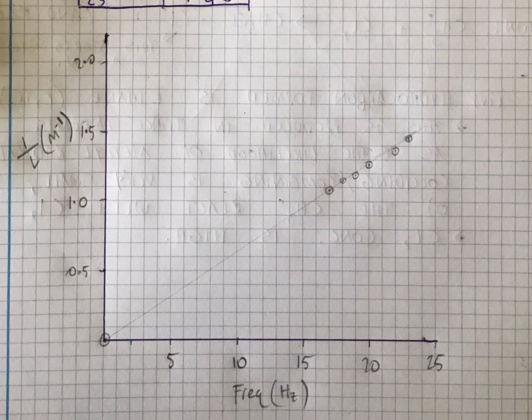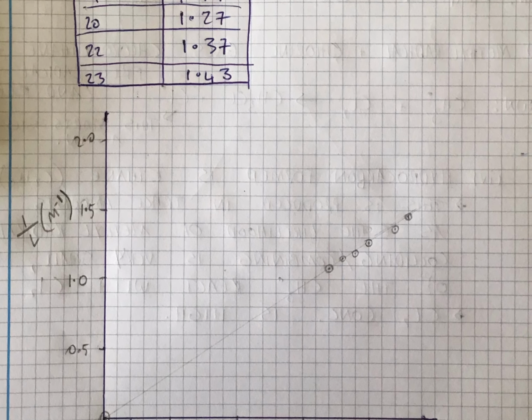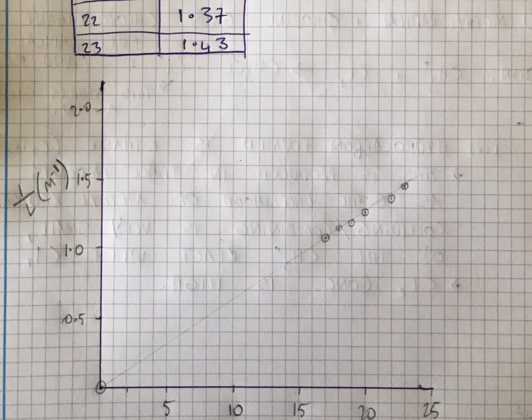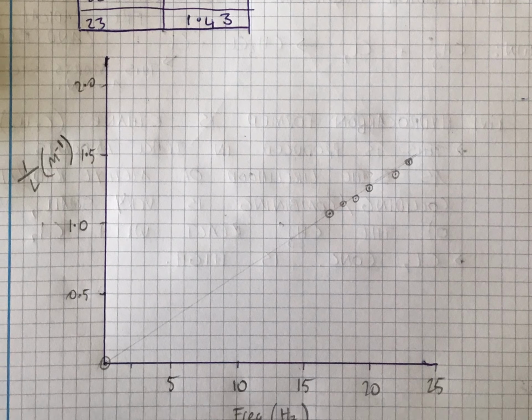I feel that it's hit 5 of the data points pretty well, and it's very close to the center point of the 5 of those. So it's only the 5th data point there, which is the 22 hertz point, 22 and 1.37. That's the only one that's kind of not on the best fit line, so I'm pretty happy with my result.